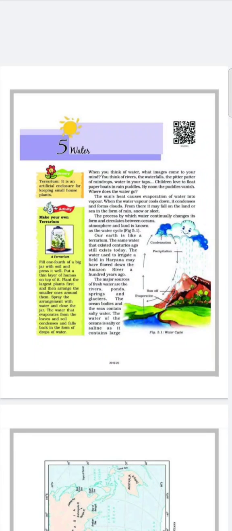Hello children, today we will discuss chapter 5, Water, from geography. The objective of this chapter is to know about the distribution of water on earth.